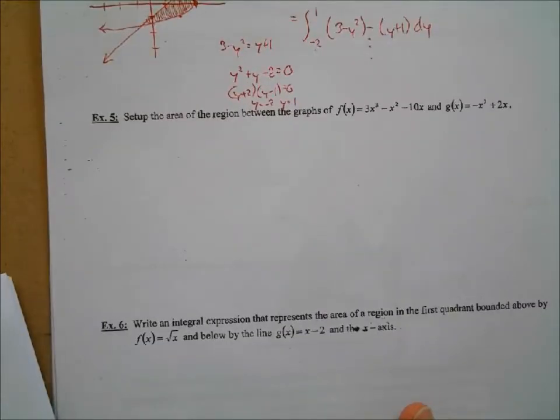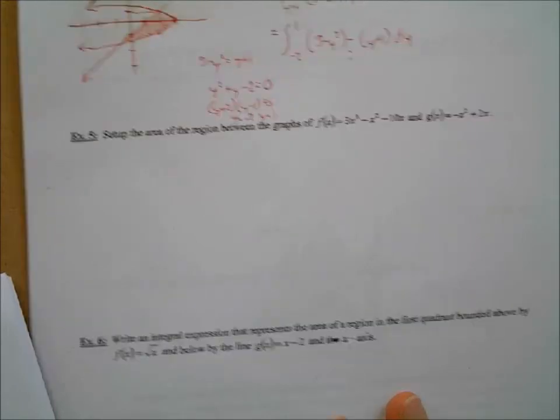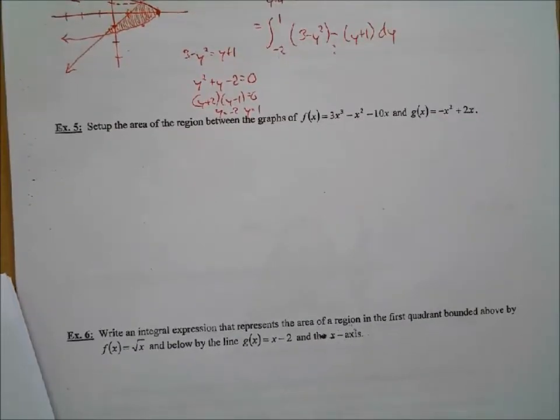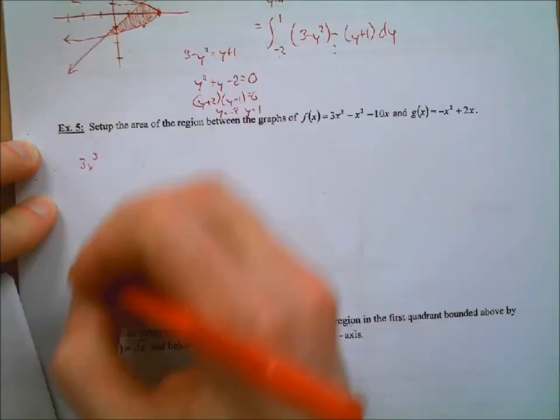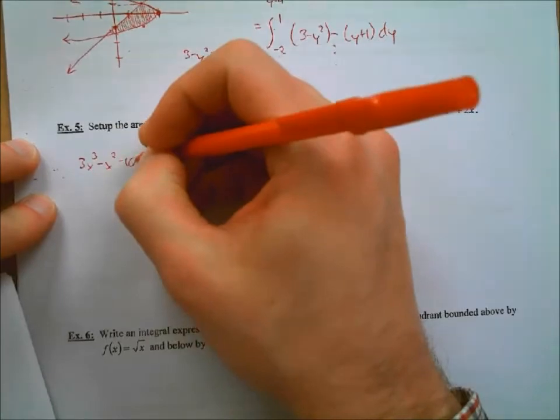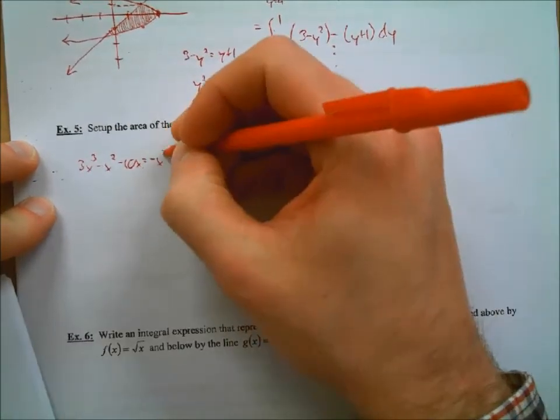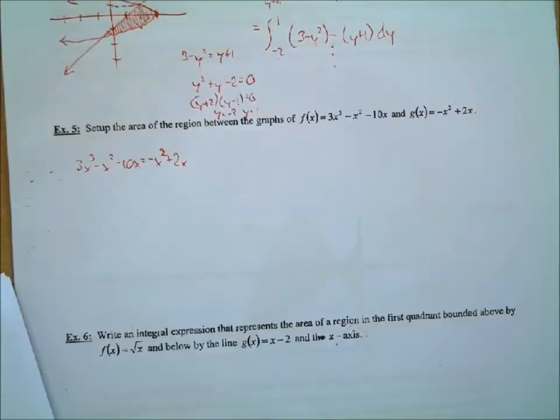All right. So, number 5, set up the area of the region bounded between these two graphs. All right. So, again, to find our bounds, what do we need to do? Set them equal to each other. So we have 3x cubed minus x squared minus 10x equals negative x squared plus 2x.